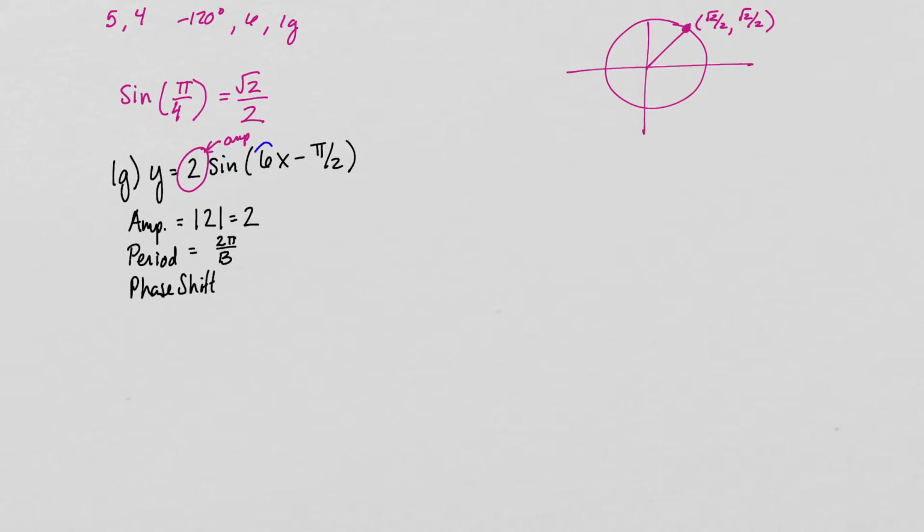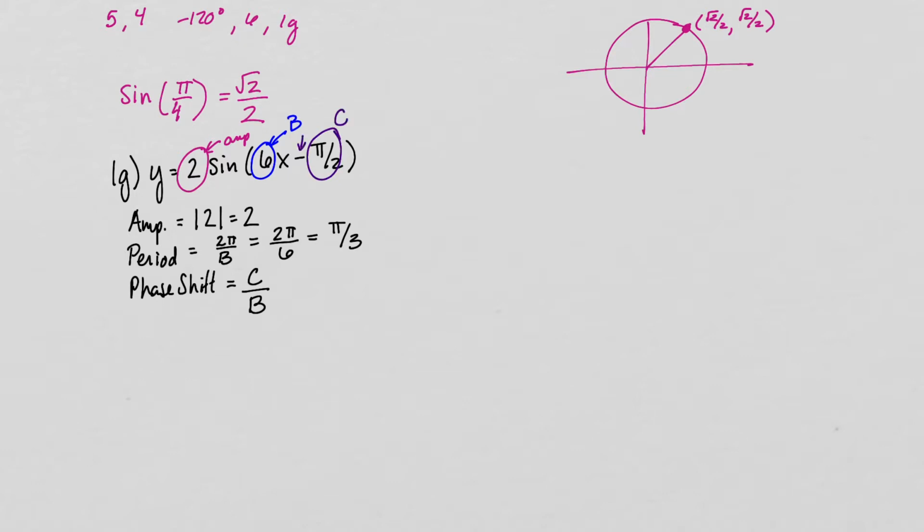And b is this number that's right in front of the x. So it's going to be 2 pi over 6, or that reduces to pi over 3. And then the phase shift, remember, is c over b. And so this here is our c.